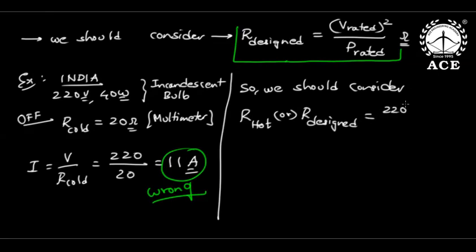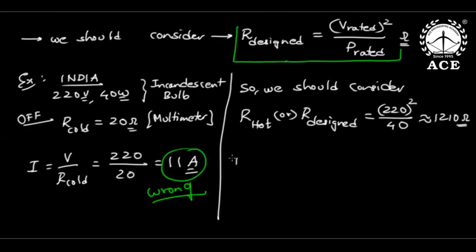So it is designed for 220 V rated squared, and P rated is 40. If you calculate this, you get approximately 1210 ohms.